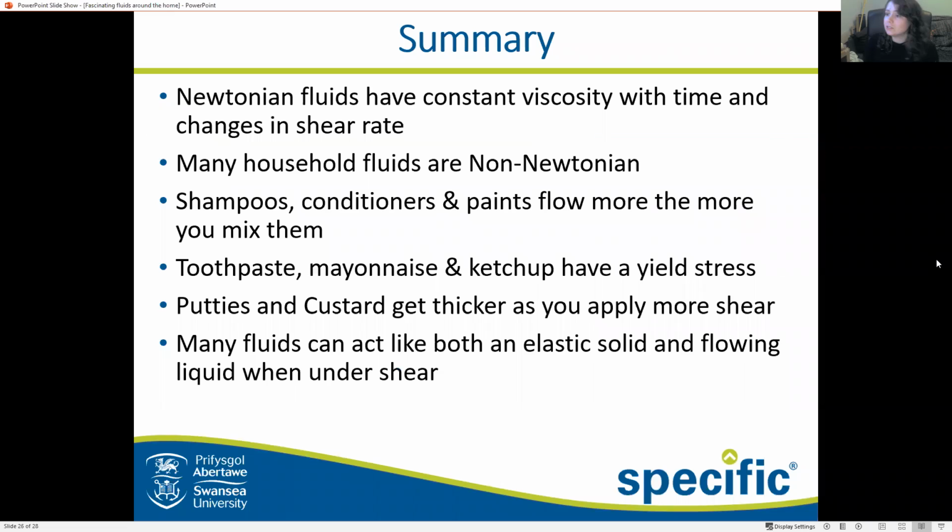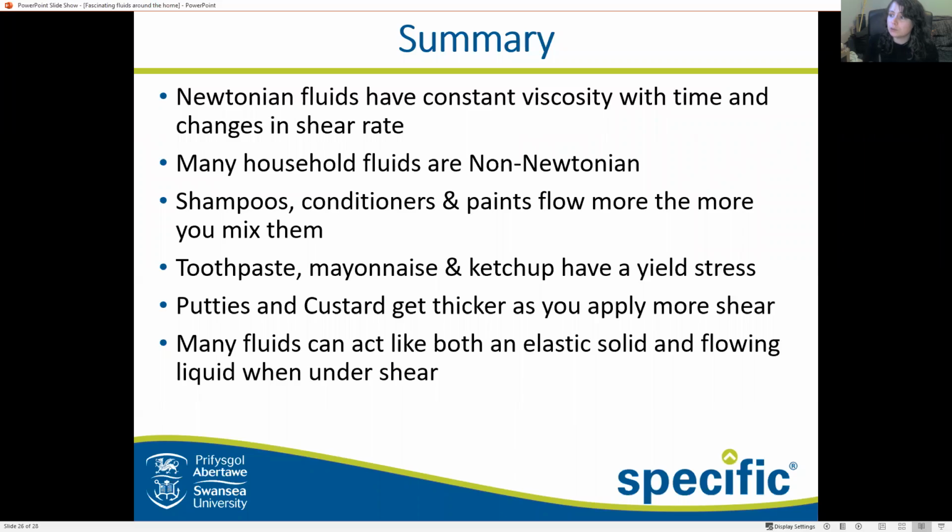So in summary, we have been through all the different types of fluids you can find in the house. Of course, there are many more, so if you've really enjoyed this, please do apply the knowledge you've learned here and identify other things you can find. So in the case of Newtonian fluids, these are things which have a constant viscosity with time and shear rate. No matter what you do, it's going to flow the same. But many household fluids are non-Newtonian.